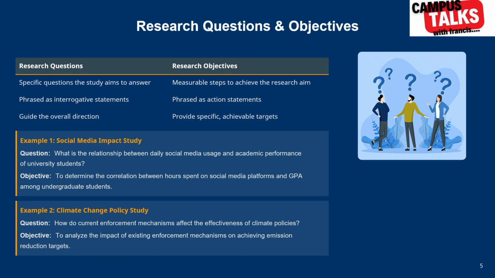For instance, if your objective is to determine the correlation between hours spent on social media platforms and GPA among undergraduate students, your research question will now be, what is the relationship between daily social media usage and academic performance of university students? You see how they are related.